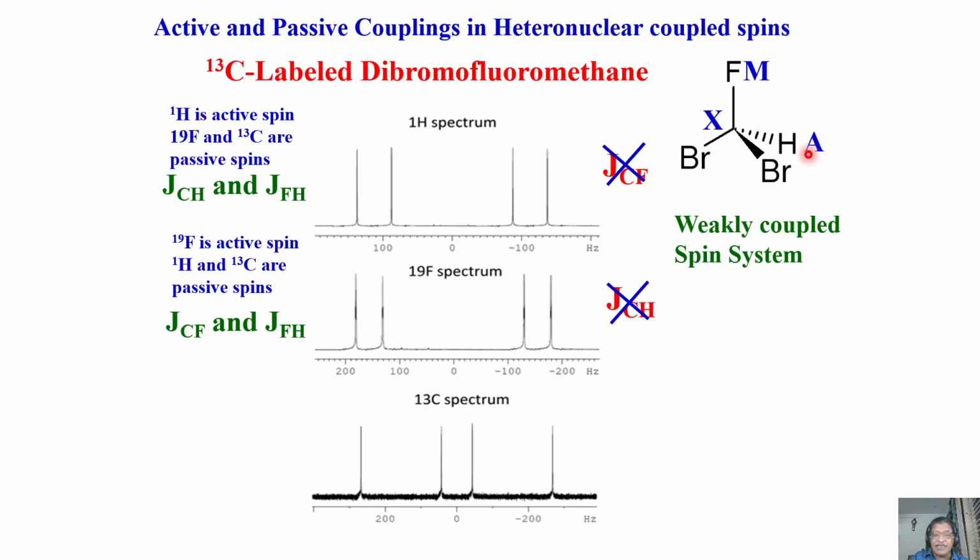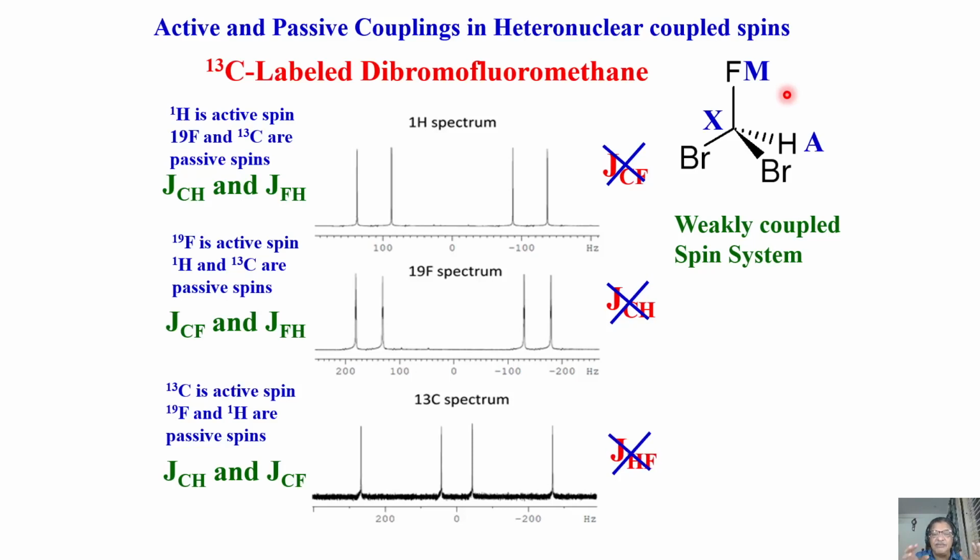Now go to the next example. 13C is the active spin. Which are the passive spins? Fluorine and proton are passive spins. So what are you going to get in the 13C spectrum? Fluorine-carbon coupling and proton-carbon coupling. What about FH coupling? No, these two are passive spins and coupling between passive spins is not seen. So you get only JCH and JCF. JHF is absent.